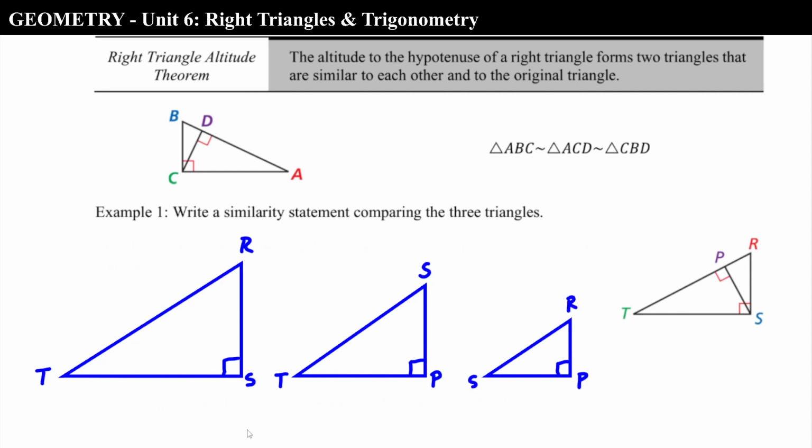So now we can write our similarity statement by the right triangle altitude theorem that RST is similar to SPT, which is similar to RPS. Because remember, when we write similarity statements, the vertices have to be in the same orientation.